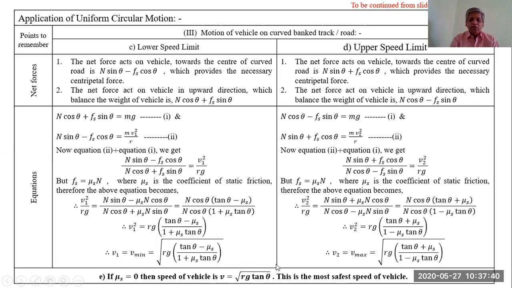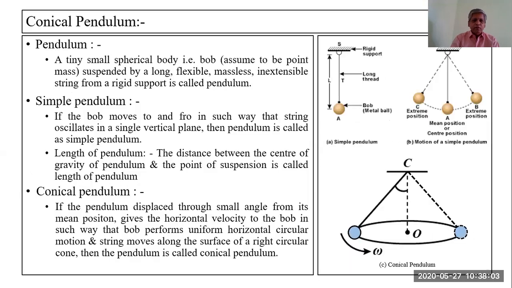This is the most safe speed of a vehicle when it is driven along the curved banked road. Remember this thing. In this expression, there will be no friction. No force of static friction is necessary. Hence, the banking of the road is necessary. Remember these things. Okay. Next application, that is the conical pendulum.